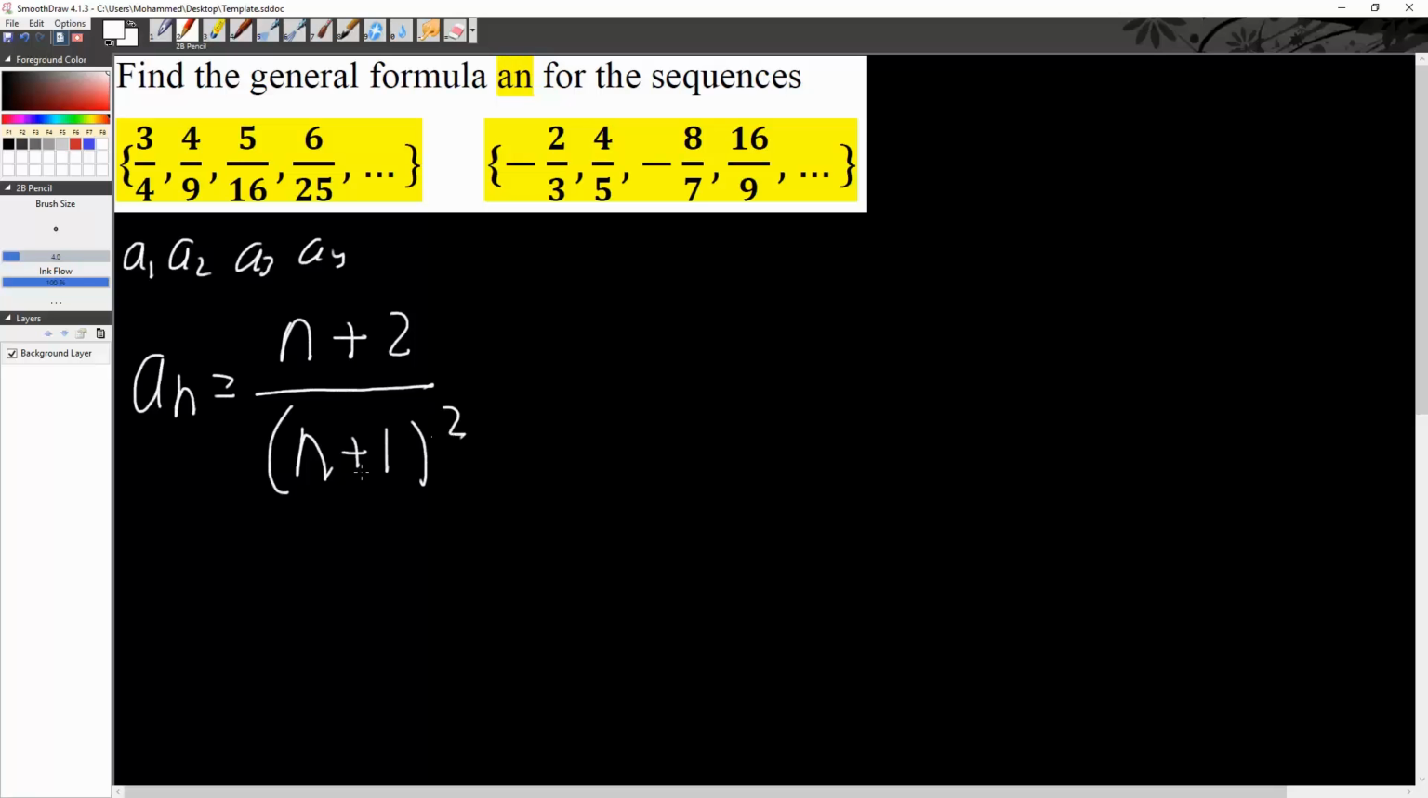Now we check. When I plug in 1, I get 4. 2, I get 3 squared, which is 9. And 3 plus 1 is 4. 4 squared is 16. And lastly, I plug in 4. So 4 plus 1 is 5. 5 squared is 25. So I know this is correct. So this is our first answer.